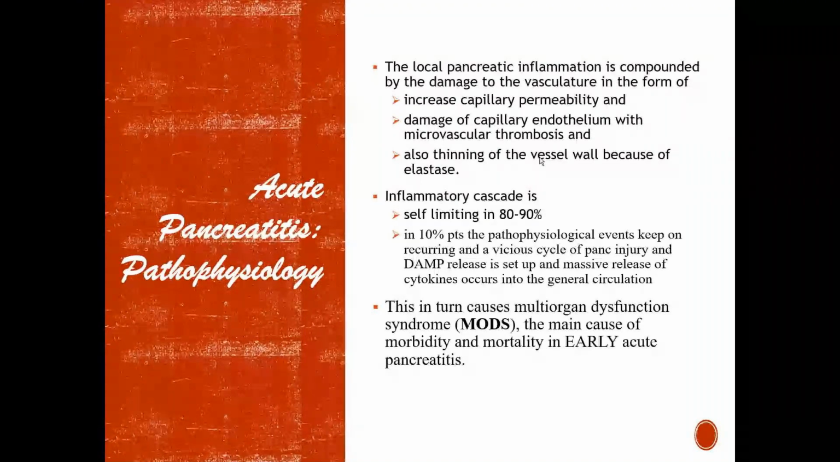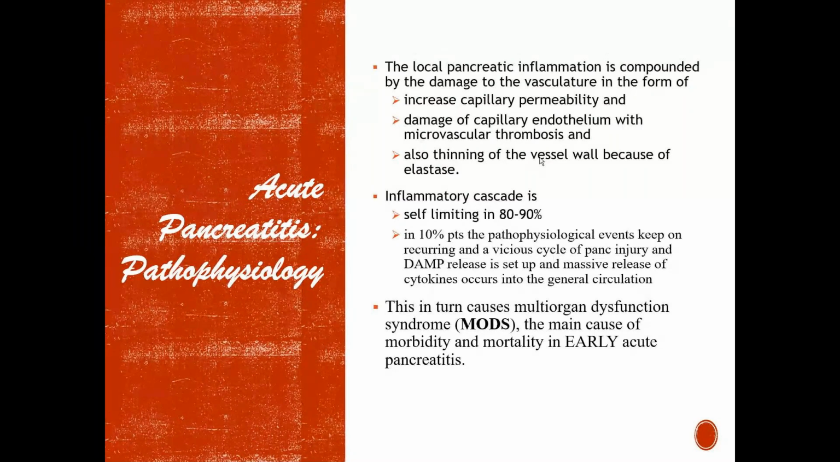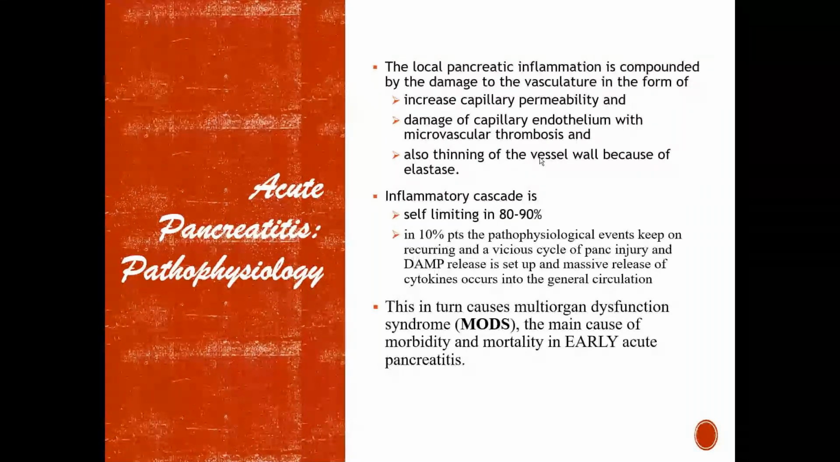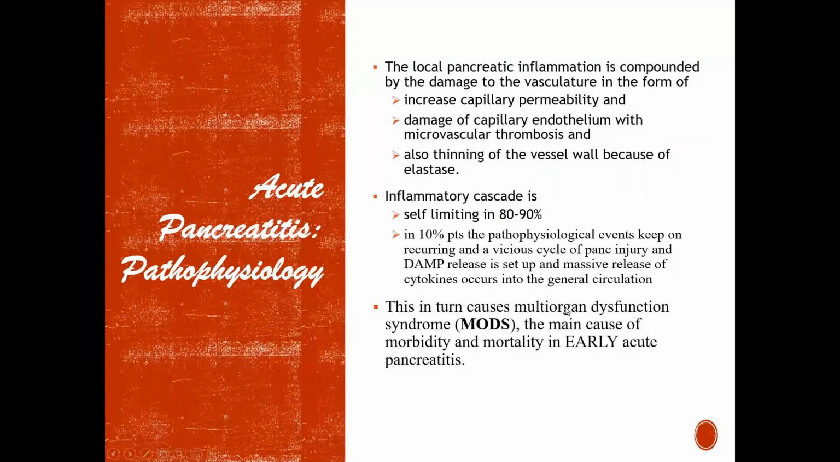Now, the inflammatory cascade that we just talked about, the DAMPs getting absorbed inside the body, is usually self-limiting in acute pancreatitis, 80 to 90% of the time. But there is a 10% group of patients with acute pancreatitis where it keeps on increasing. And this pathophysiological event sets up a vicious cycle. The DAMPs get released, it sets up acute pancreatitis, goes on, and ultimately leads to massive release of cytokines, setting up what? Multiple organ dysfunction syndrome, MODS, and ultimately MOF, multiple organ failure. And this is what leads to the initial morbidity and mortality of early acute pancreatitis, right?